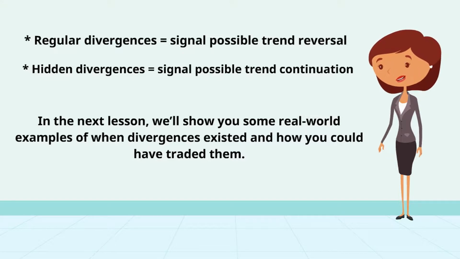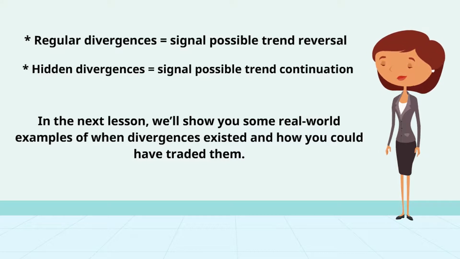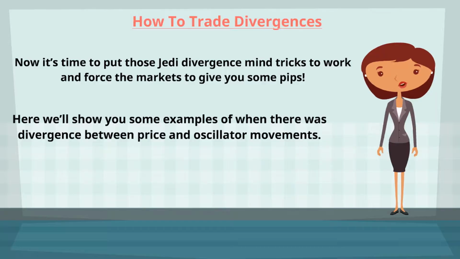In the next lesson, we'll show you some real-world examples of when divergences existed and how you could have traded them. How to trade divergences. Now it's time to put those Jedi divergence mind tricks to work and force the markets to give you some pips. Here we'll show you some examples of when there was divergence between price and oscillator movements.